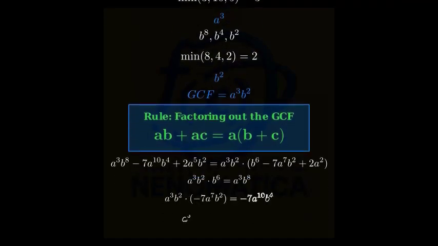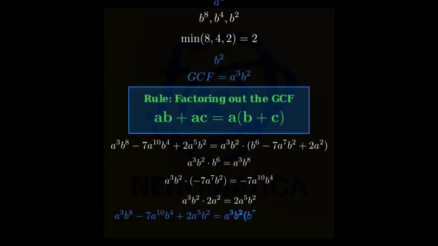Let's verify this by distributing the common factor back in. a^3 b^2 times b^6 gives us a^3 b^8. a^3 b^2 times negative 7a^7 b^2 gives us negative 7a^10 b^4. a^3 b^2 times 2a^2 gives us 2a^5 b^2.